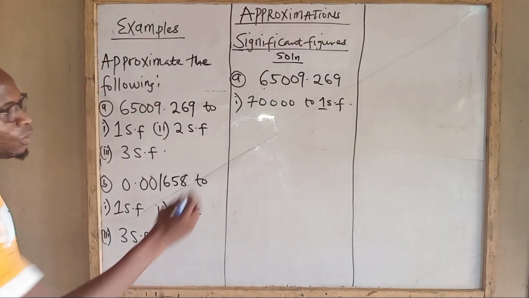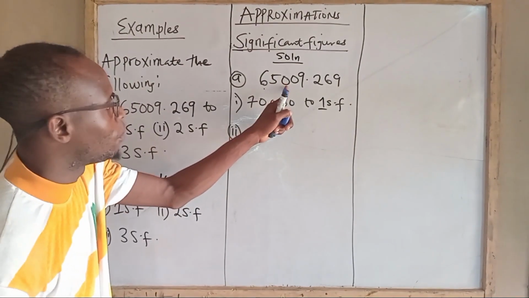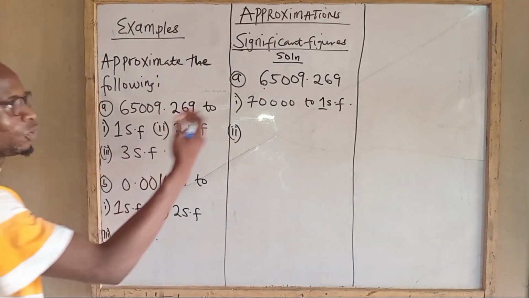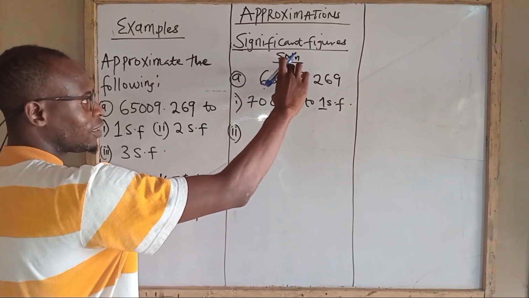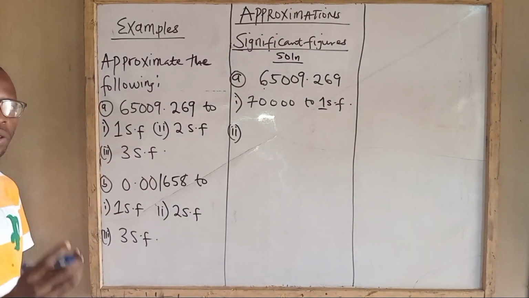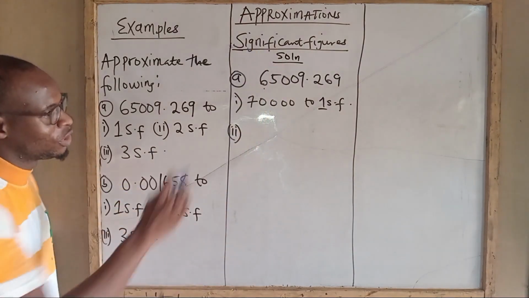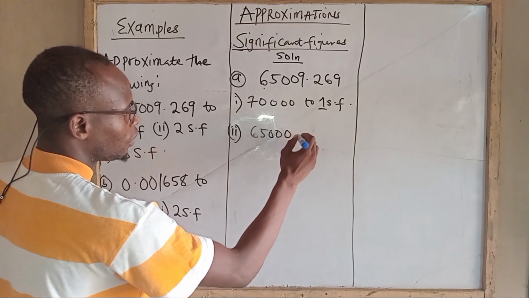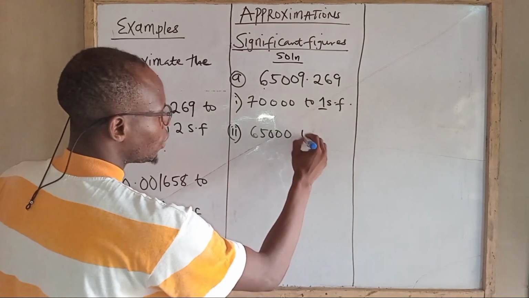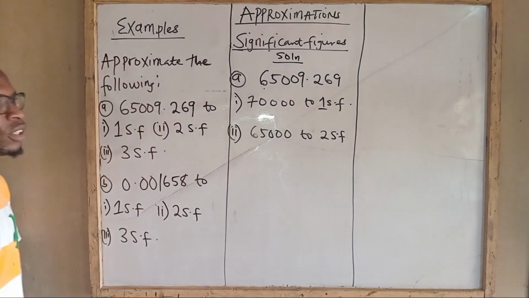All right. So second question. The same number we are meant to approximate to 2 significant figures. You also count 1, 2. But the next digit after this 5 is 0. So that 0 falls in the category of what? Of round down. That means you add nothing to the digit. So this becomes 65000. If you like, you can put 0.00 to 2SF. We are done with that too.